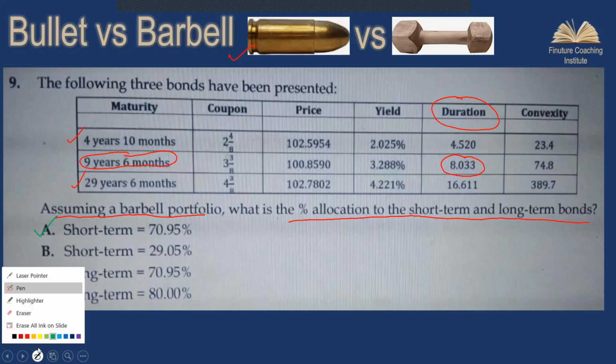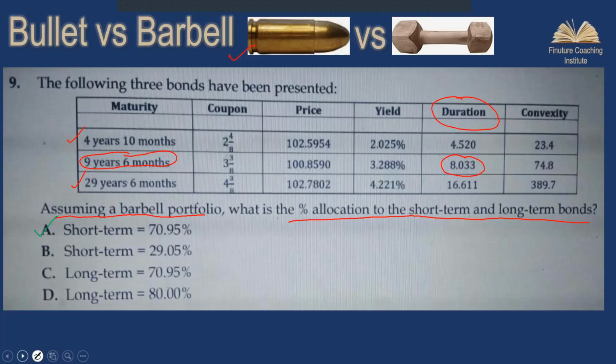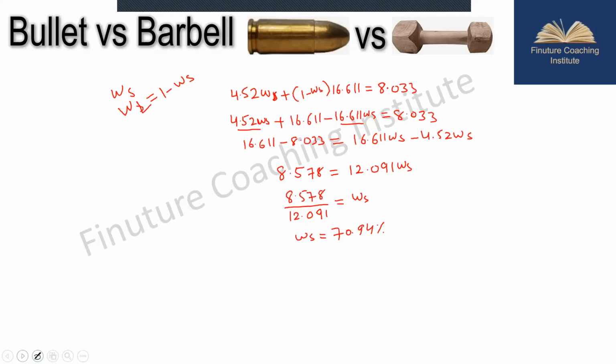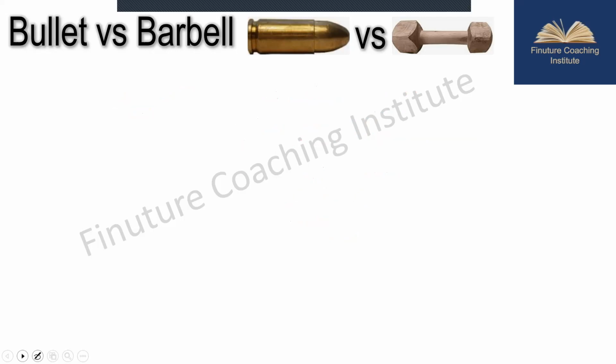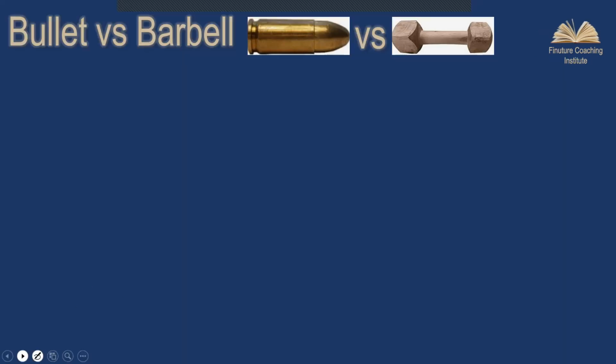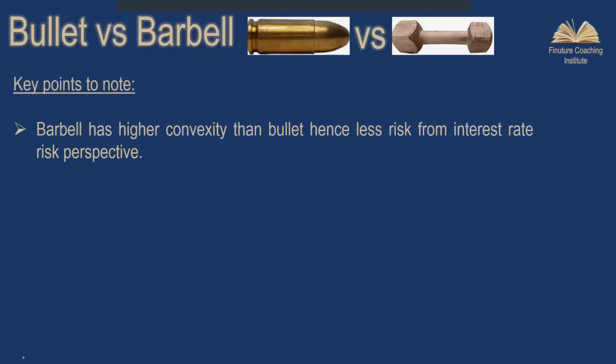And the key point that I told you that I'll tell you at the end of the numerical. There are two important points which you can note down. Barbell has a higher convexity than bullet, hence less risk from an interest rate perspective. I'll explain this point in detail. And higher convexity comes at the cost of lower yield.